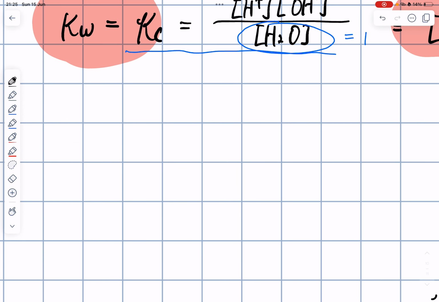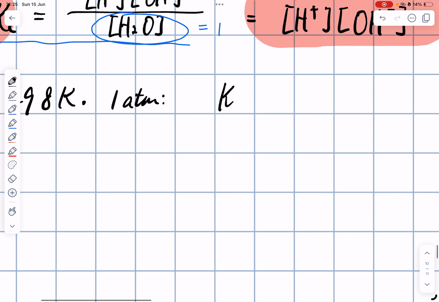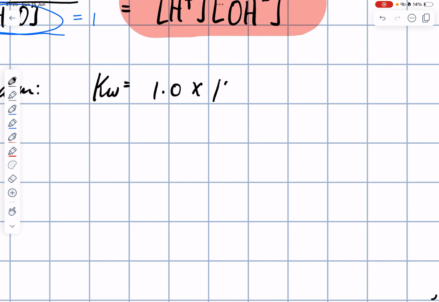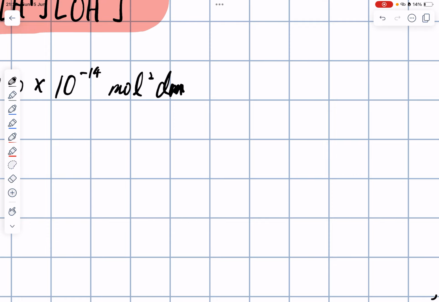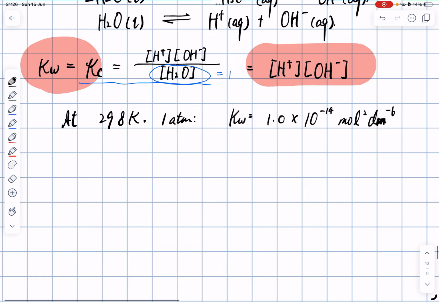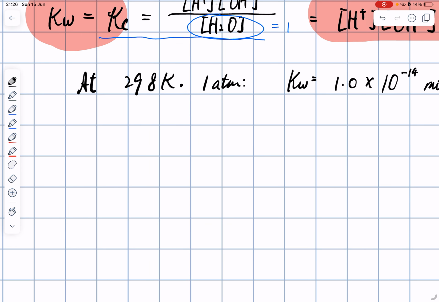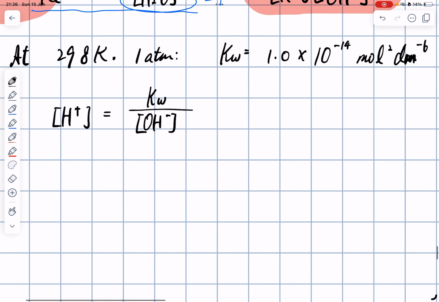And what's more, at 298 kelvin and 1 atmospheric pressure, Kw equals 1.0 times 10 to the power of minus 14 mol squared dm to the power of minus 6. And that's it. So we can rearrange the mathematical expression for Kw. We get the concentration of hydrogen ions equals Kw over the concentration of OH minus, which means when we want to calculate the pH of water, we just need to know these two concentrations and Kw.